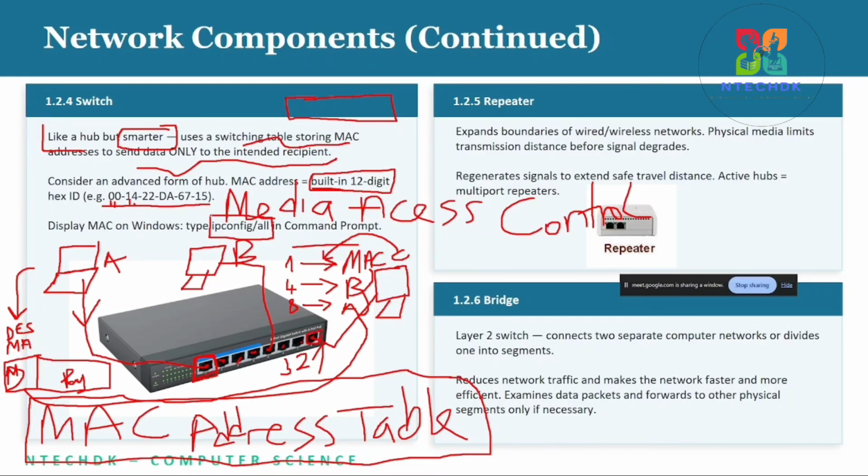So that is how the communication works with the switch, right? Now, if we move to the repeater, simple. A repeater is simply what expands the boundaries of a wired network. To repeat something is simply to take what you receive and retransmit or resend it. That's what it means to repeat.